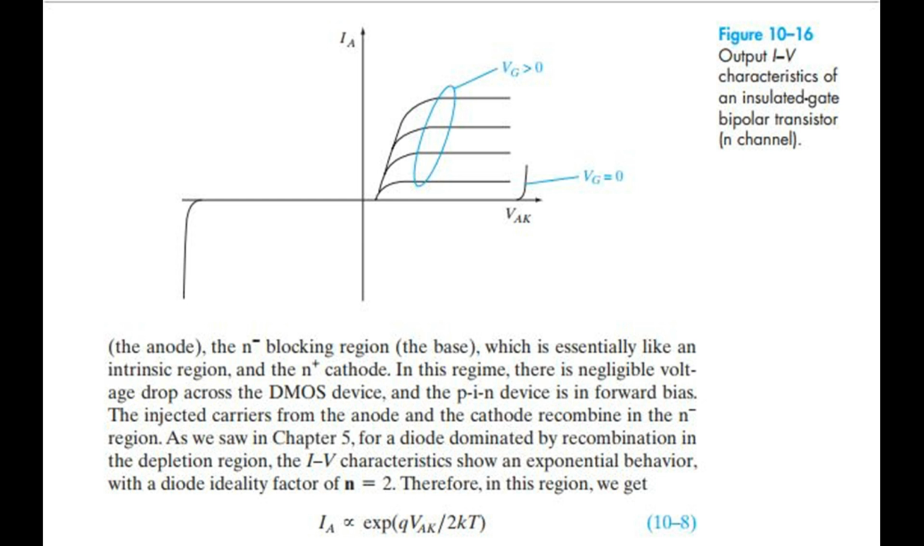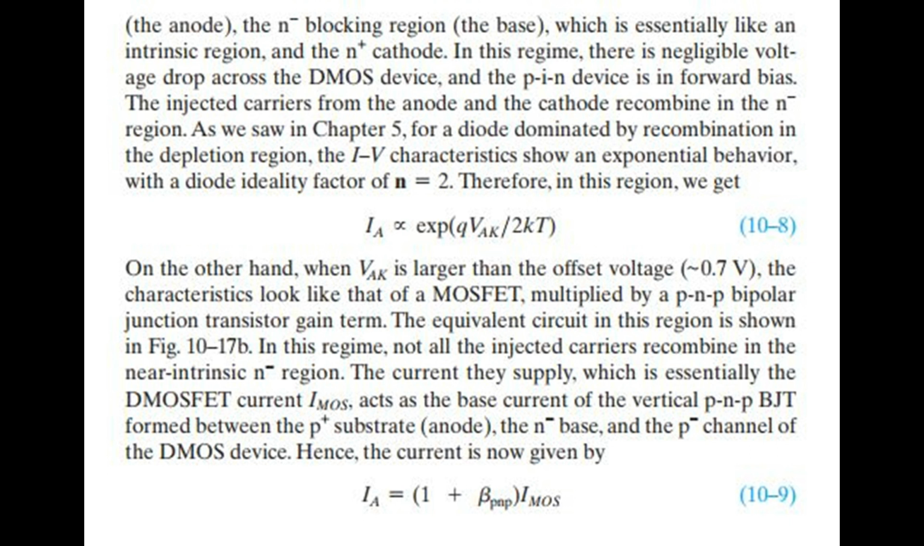Figure 1016: output current voltage characteristics of an insulated gate bipolar transistor, N-channel. In this regime, there is negligible voltage drop across the double diffusion metal oxide semiconductor device, and the PIN device is in forward bias. The injected carriers from the anode and the cathode recombine in the N region. As we saw in Chapter 5, for a diode dominated by recombination in the depletion region, the current voltage characteristics show an exponential behavior, with a diode ideality factor of N equal to. Therefore, in this region, we get.